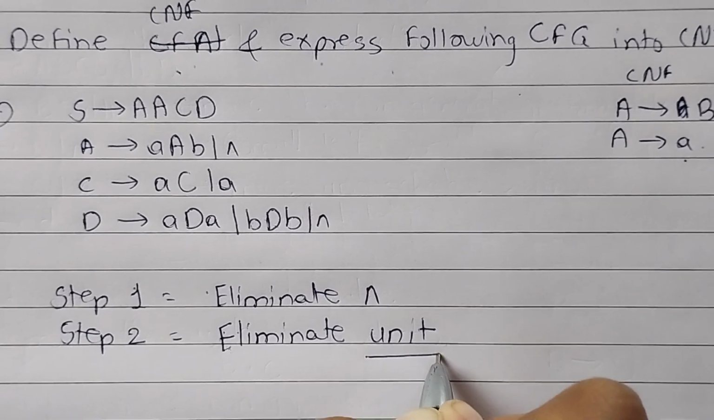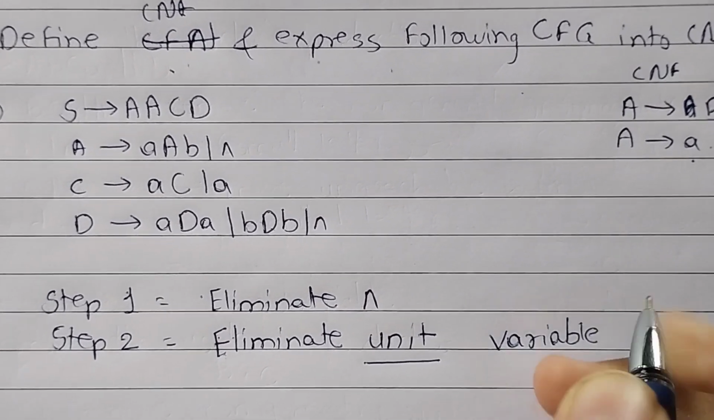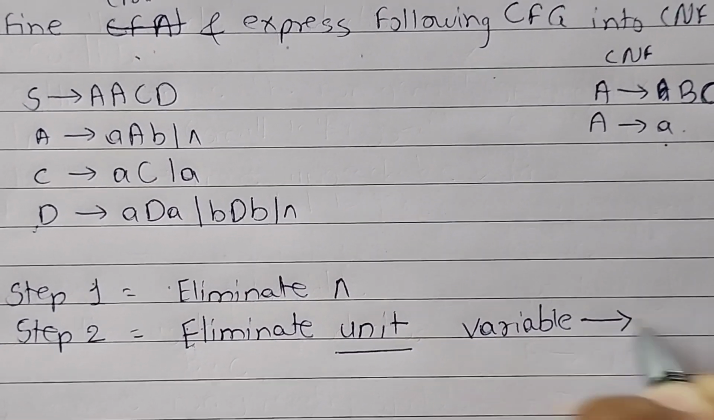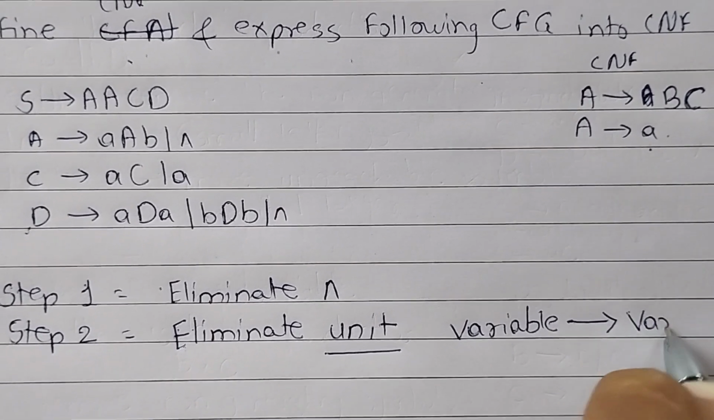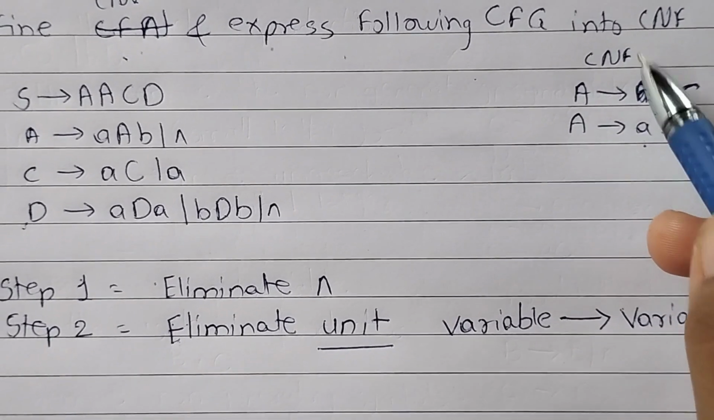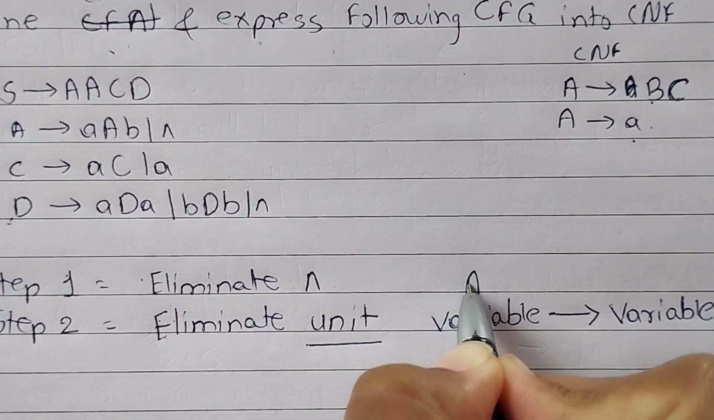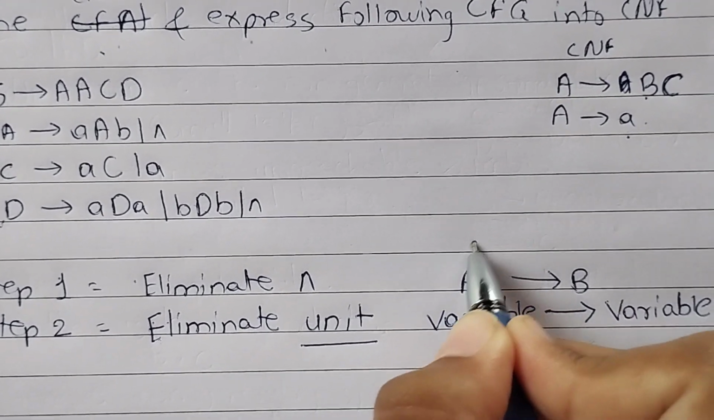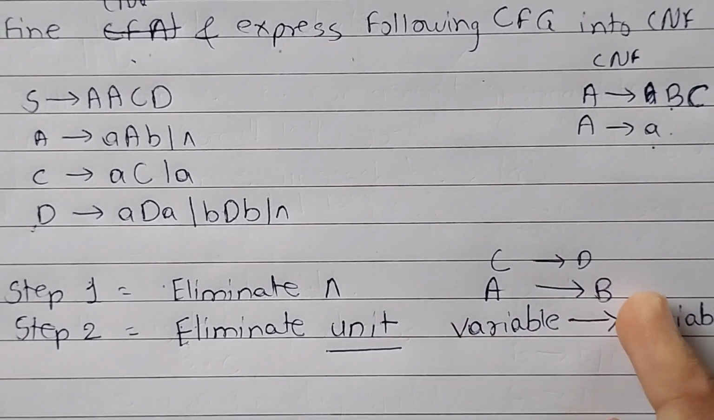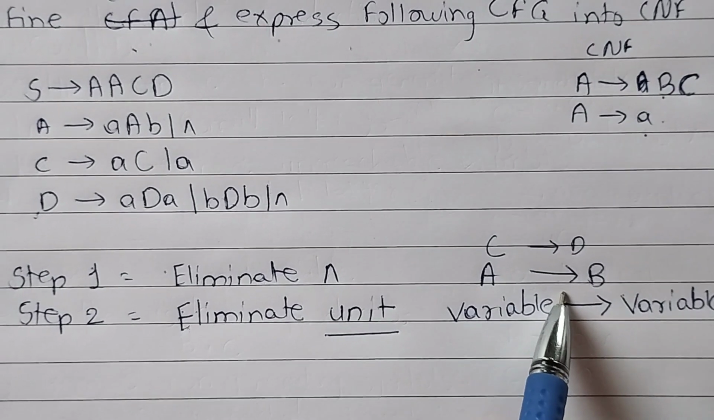So what is meant by this unit? Unit means a single variable, a capital letter. Variables means these variables. So when a capital letter produces one single capital letter variable, not two. If two variables are present, then this is the form of CNF. So this is correct. But a single A producing a single B, or a single C producing a single D, that is, any variable producing one capital letter, then eliminate the unit. This is called the unit.